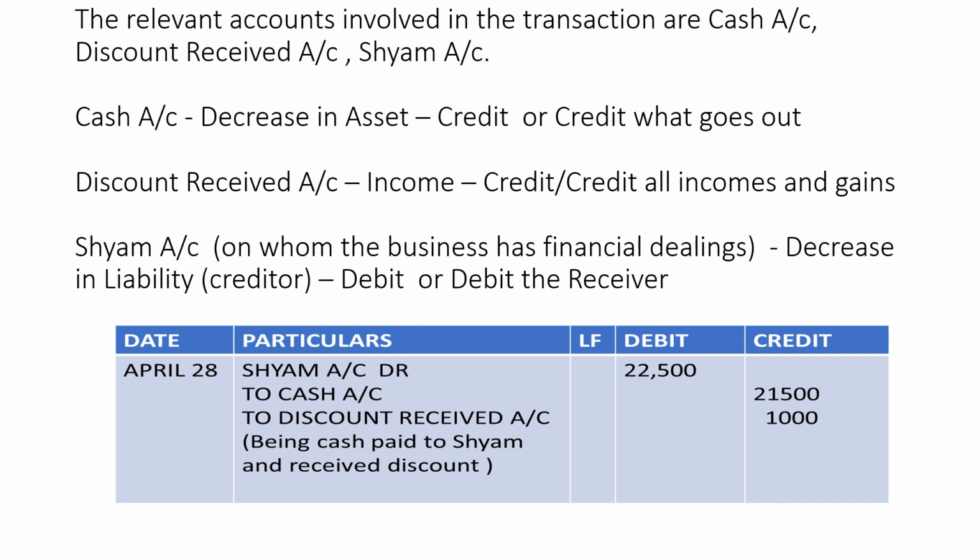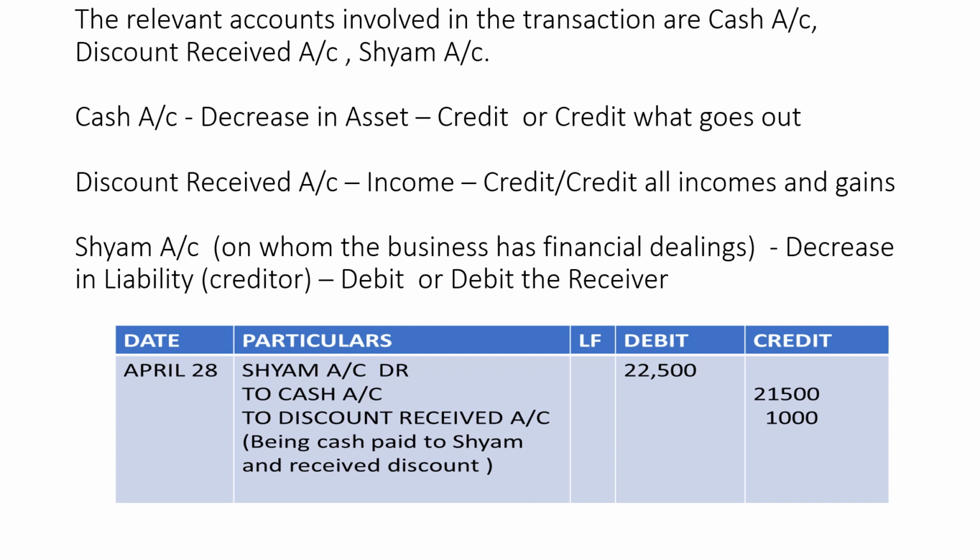So what are the accounts involved in the transaction? One is cash account because the business now is going to pay the cash to Shyam. Before it was a credit transaction, now it is going to be a cash transaction. Then the business is also receiving the discount from Shyam, and the Shyam account. So these three accounts are involved in the transaction. Now, the journal entry is Shyam account debtor to cash account to discount received.